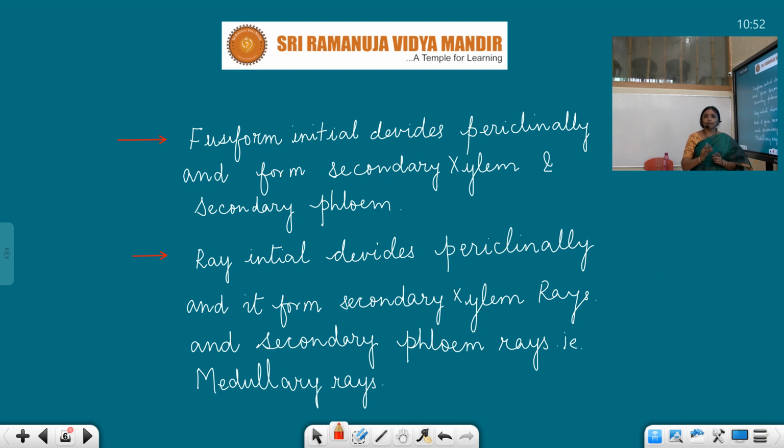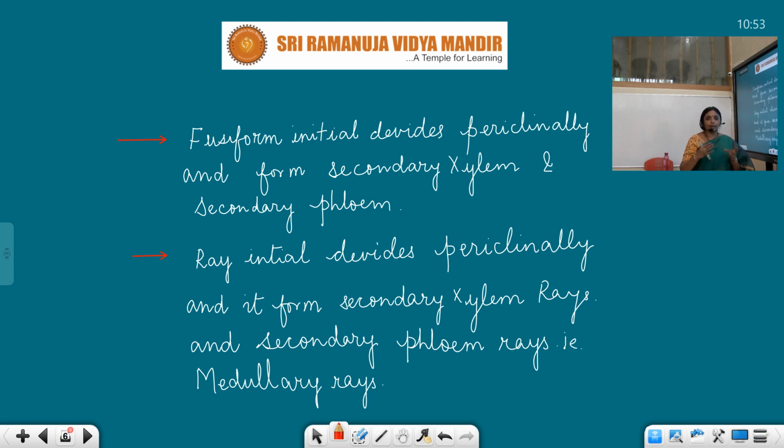Already primary xylem and primary phloem are present there in the vascular bundle, but due to the activity of the cambium ring, two initials are formed. One is called the fusiform initial and the second is called the ray initial. The fusiform initial divides periclinally, forming secondary xylem towards the inner side. Xylem is always formed towards the inner side, and on the outer side secondary phloem is formed.